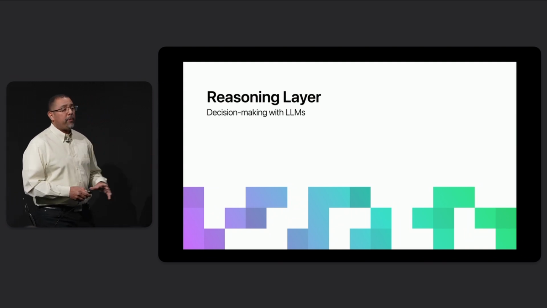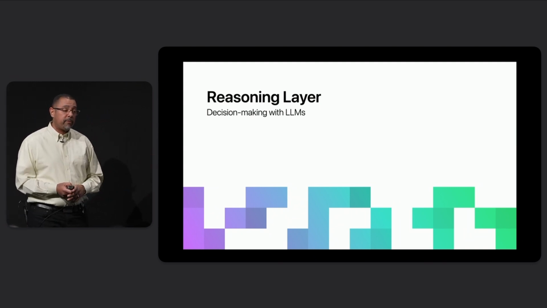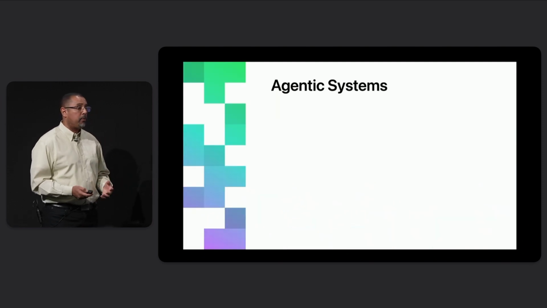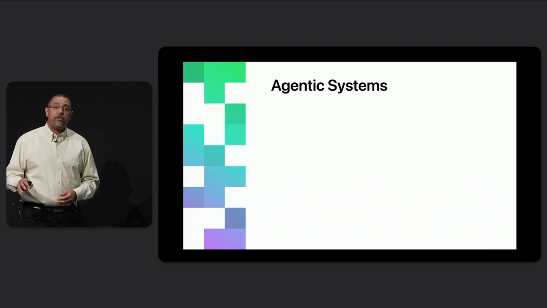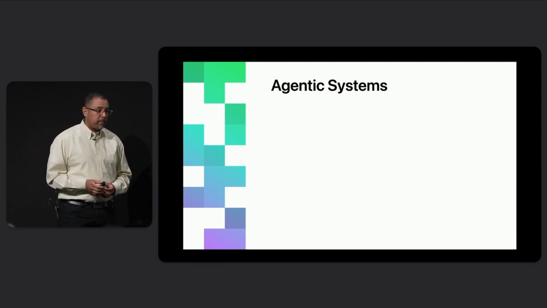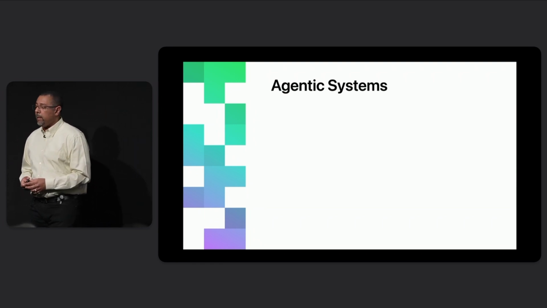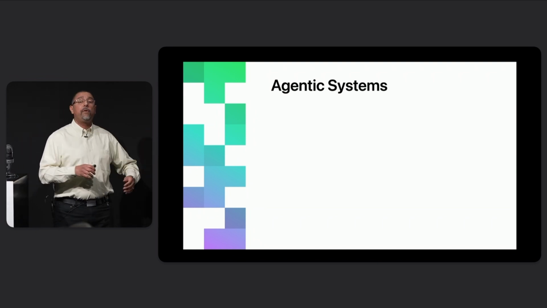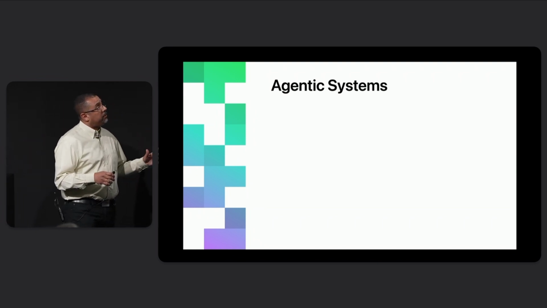Now, to dive deeper on this, I have to introduce a couple of concepts first. Things you've probably heard a little bit out there, but I want to make sure that we're on the same level. The first thing is agentic systems. You've probably heard a lot out there about what agents are and things like that. And so at a higher level, we'll talk about what agentic systems are.